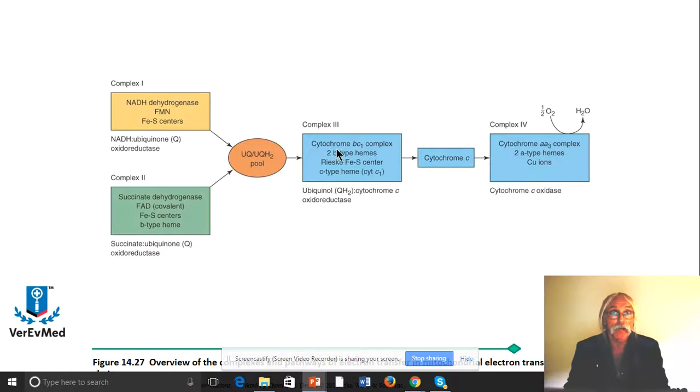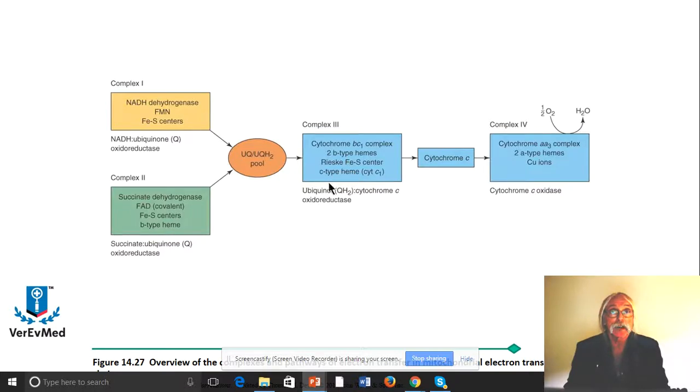At complex 3, we have a series of proteins, cytochrome bc1. There are 2 heme-type structures. There's a Rieske iron sulfur center that's named after the person who discovered it. We also start to see C-type cytochromes. In particular, here is cytochrome c1.